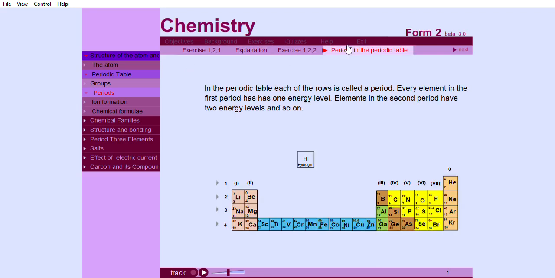In the periodic table, each of the rows is called a period. Every element in the first period has 1 energy level. Elements in the second period have 2 energy levels, and so on.